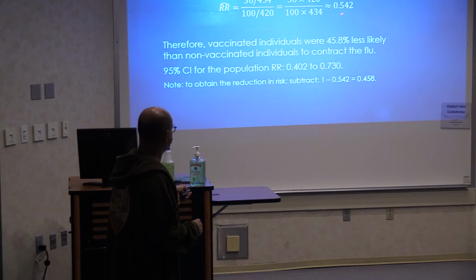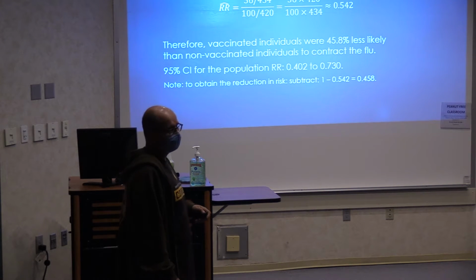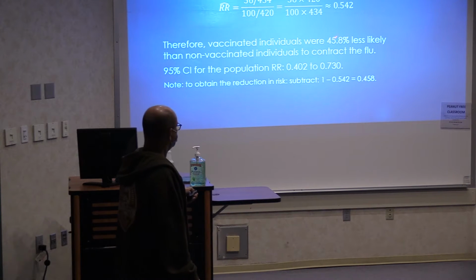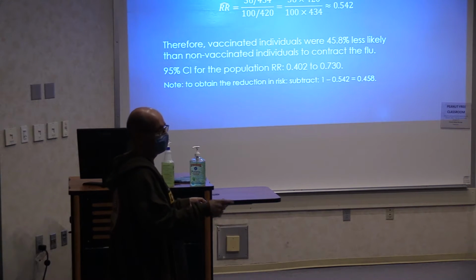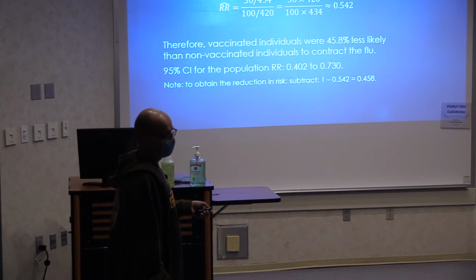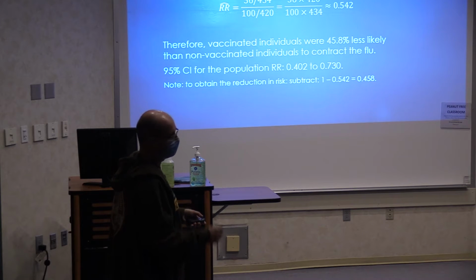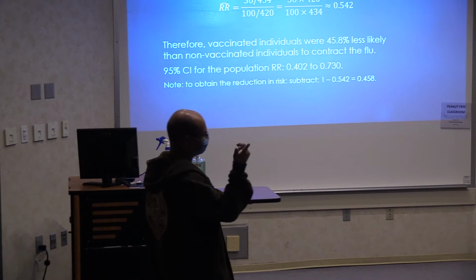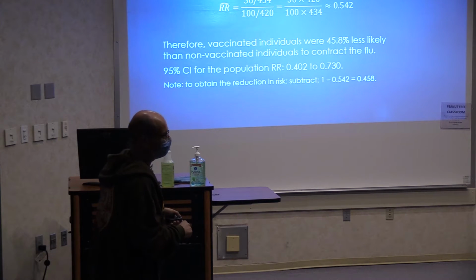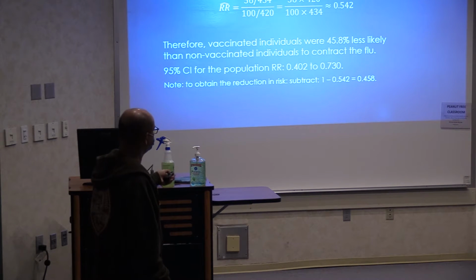Now, we have to be careful when the number here for the risk ratio is less than 1. To get the actual reduction in risk, you have to subtract from 1, okay? Because your risk ratio in the exposed group is 0.542 of the risk in the unexposed group. So to calculate the reduction in risk, you simply subtract, which you don't do when your risk ratio is more than 1. Okay. You don't do that, but anyway, in this case you do.